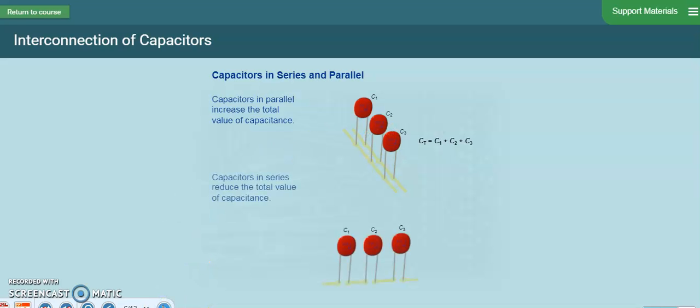is always increased. Okay, so capacitors in series reduces the total value of capacitors because definitely it's 1 divided by C1 plus 1 divided by C2, whereas in this one you're just adding up the capacitors. So in series, remember, because of this formula, it's just the opposite of resistors. You can see that the total capacitance of the capacitors is always going to be less than the smallest value.